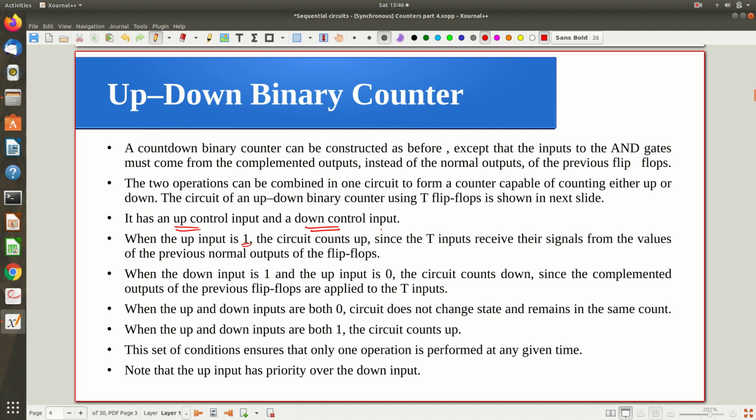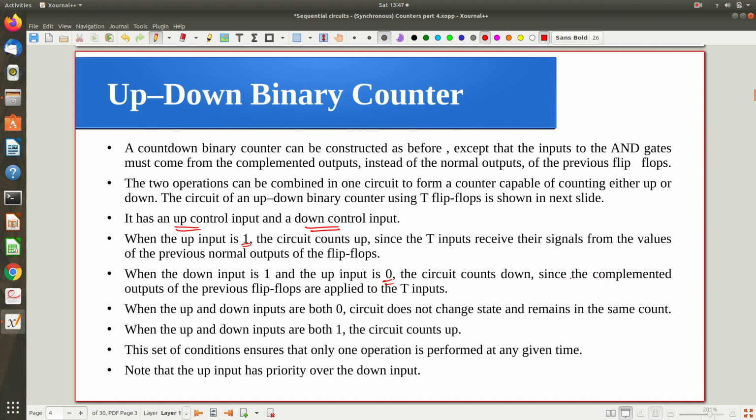Whenever this up is 1, you want the circuit to behave like an up counter, right? It counts up, since the T inputs receive their signals from the values of the previous outputs. We will see the circuit, how that up counter is working and that AND operation of previous bits, and that kind of logic we will implement corresponding to the case when up is equal to 1. Similarly, whenever down is equal to 1, you have to ensure that up is 0. That clearly says that I don't want the up operation, I want only the down operation, and at that time it will do the count down, because we made the connection from the complemented output to the next stage, and that we will see.